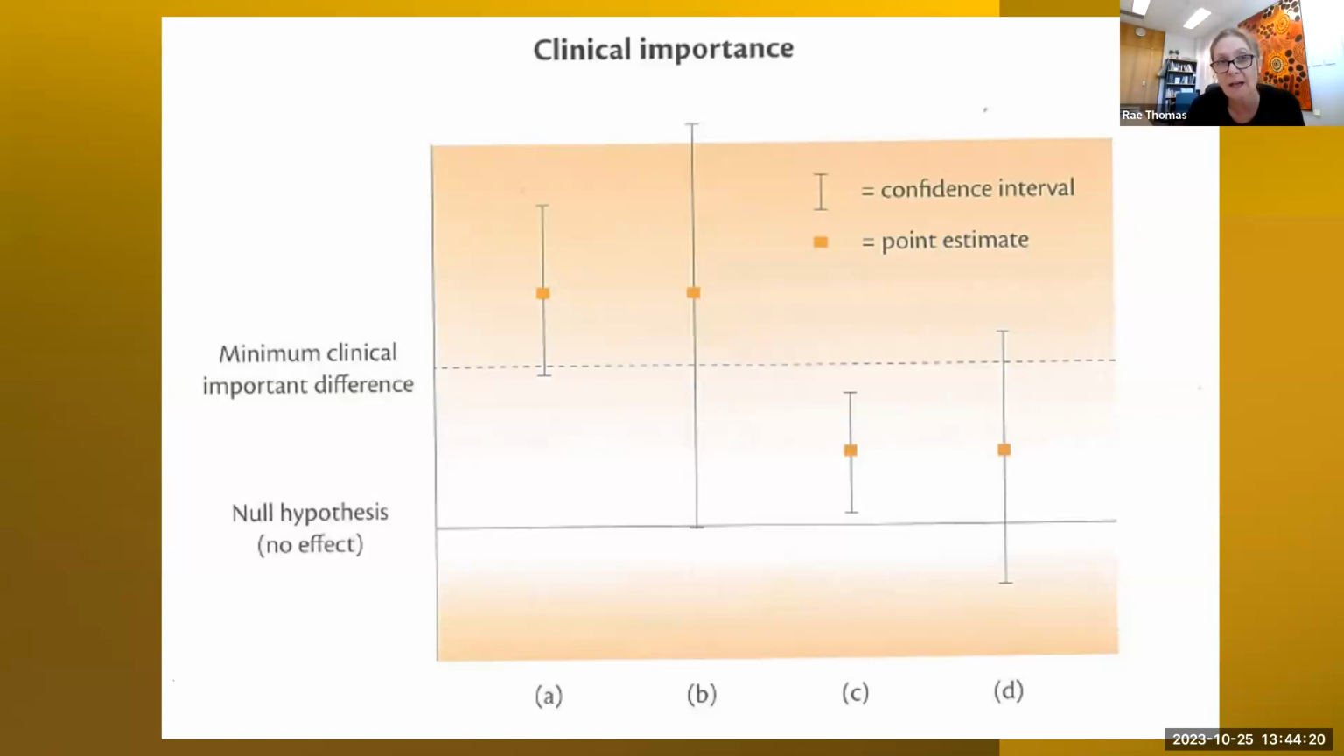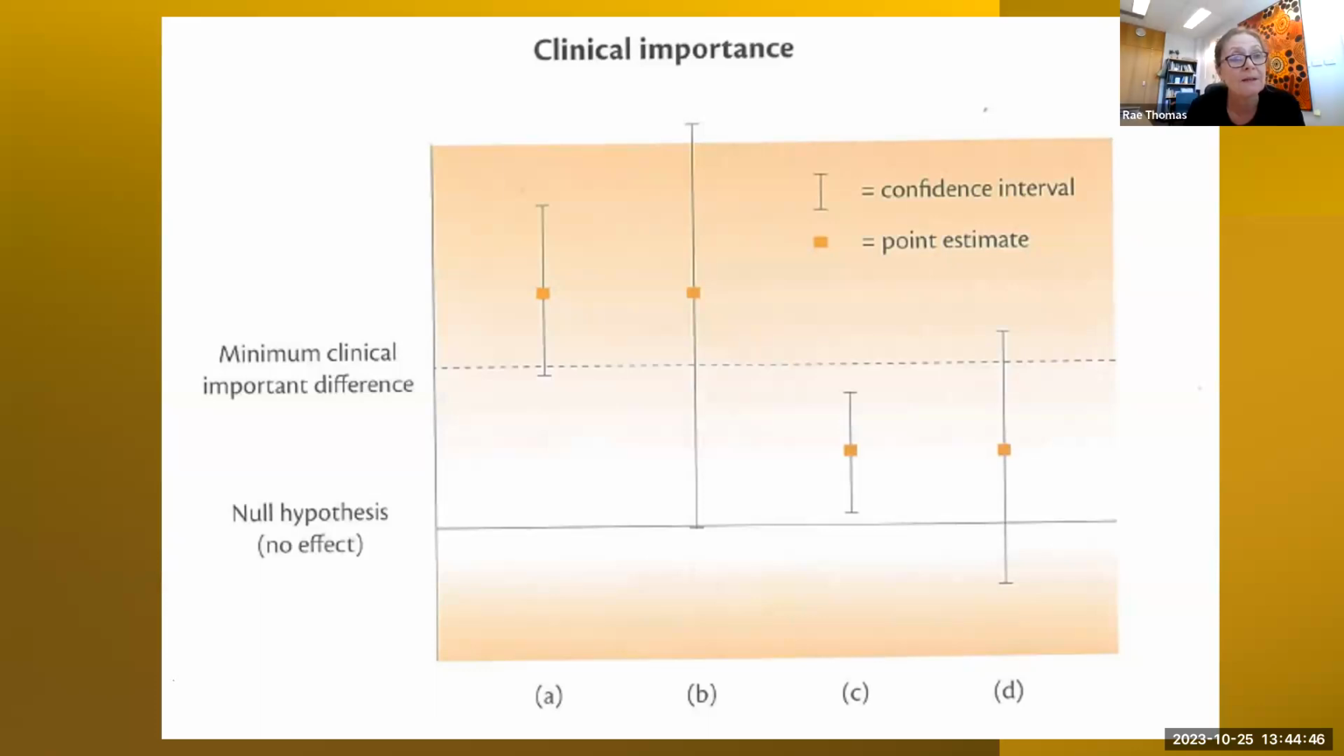Tell me why it's C, KM. Where did it type into? No way. Sorry? I was typing and the microphone went on, so whoopsies, but yes for C. Yes for C. And do you know why? Because it's above the null hypothesis. Well, it doesn't cross through the null hypothesis, and it's below the minimal clinical importance.